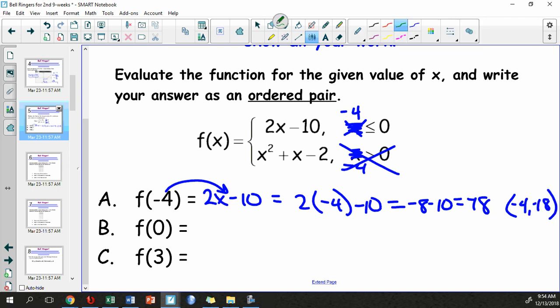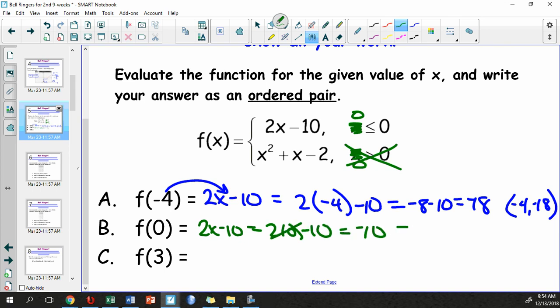Do it again. I'm going to replace x with 0. Is 0 less than or equal to 0, or is 0 greater than 0? It's still going to be utilizing the 2x minus 10, so this is going to be 2 times 0 minus 10 to give you negative 10, for the ordered pair to be (0, -10).